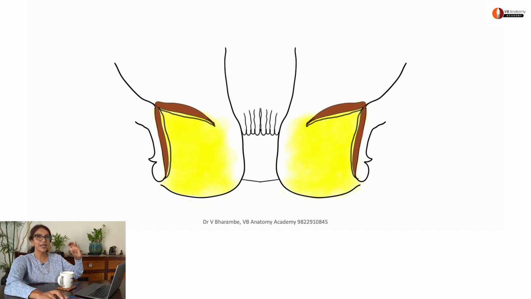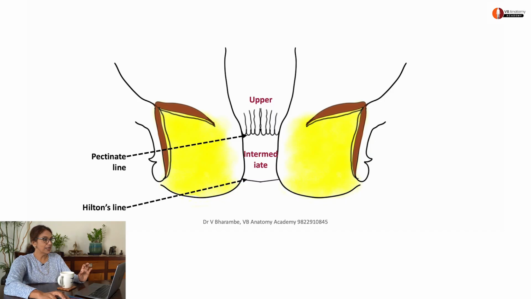And now let's divide the anal canal with the help of two lines, the pectinate line and the Hilton's white line, dividing the anal canal into upper, intermediate and lower parts, each being 15 millimeters and the lowermost part being 8 millimeters. So we've got our basics in place. We still have to have the sphincters.